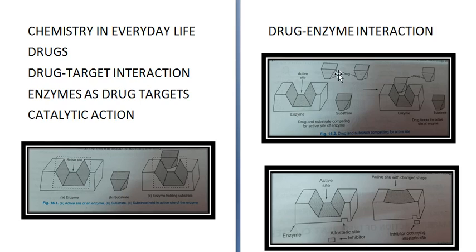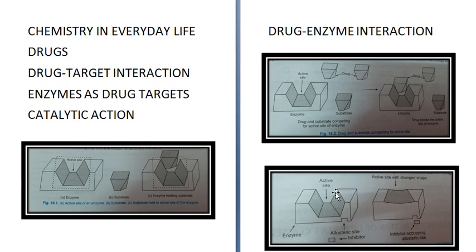Like see over here. This is the enzyme. This is the drug which we are providing from outside, and this is the natural substrate which should actually fit into this enzyme. But before the substrate can fit into the enzyme, the drug comes and fits into this place, and so it inhibits or prevents the substrate from getting attached to the enzyme.